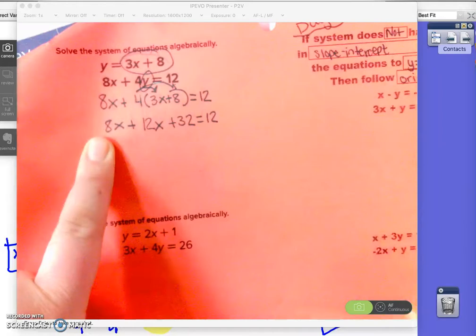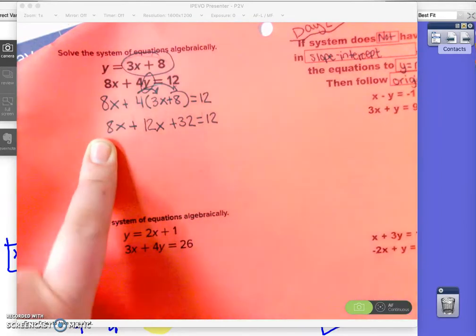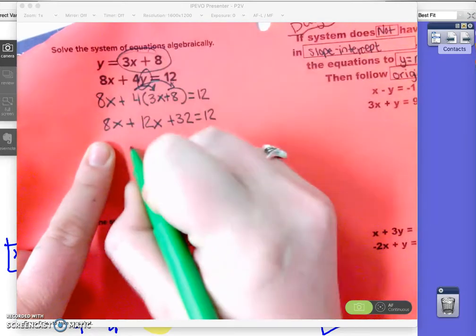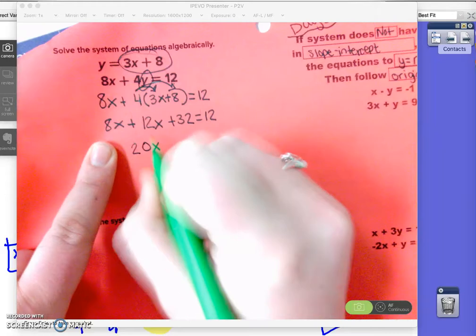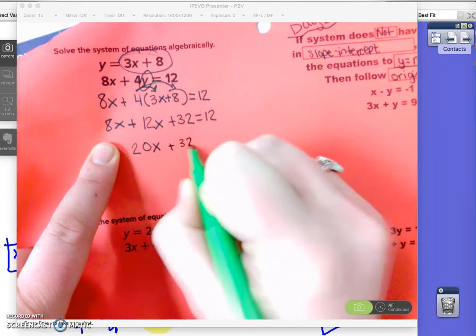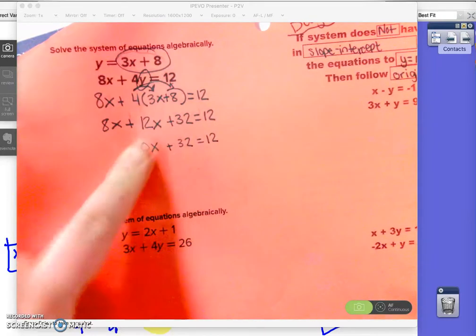Now I have 8x plus 12x plus 32 equals 12. I need to combine my like terms. So I have 8x and 12x, so that combines to become 20x because I added the 12 and the 8. Plus 32 equals 12. Now I have a constant with my variable term.